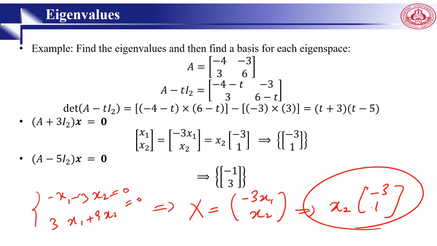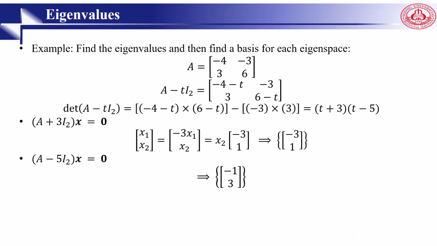Therefore, minus 3 and 1 is a basis for the eigenspace of A corresponding to the eigenvalue minus 3. Then, in the same way, we can do it for the second one. In the second case, where we have A minus 5 I2 equal to 0, we can do the same.